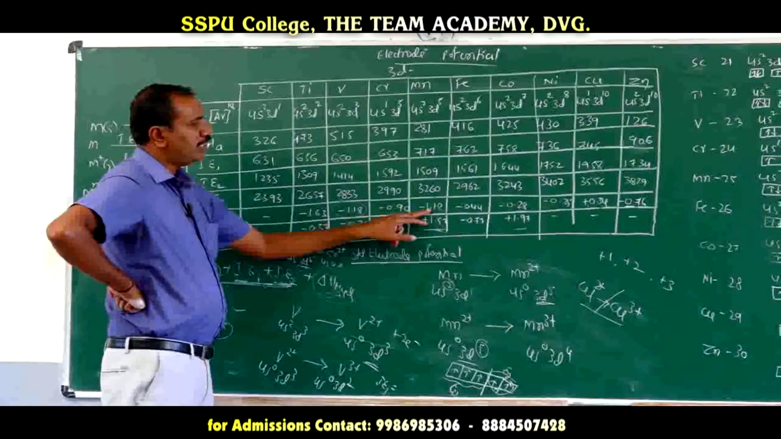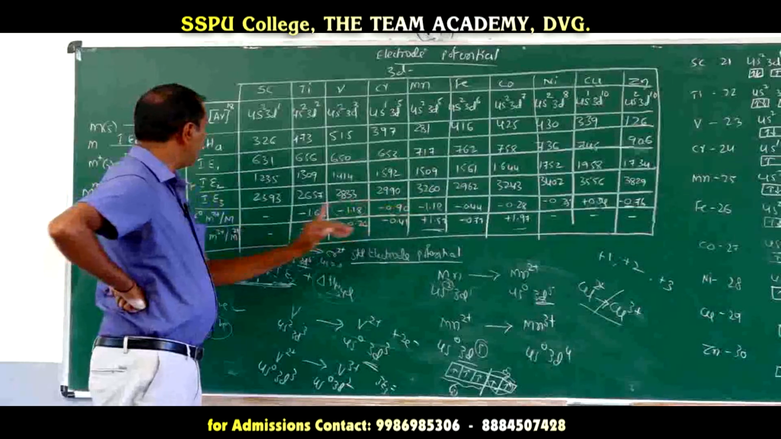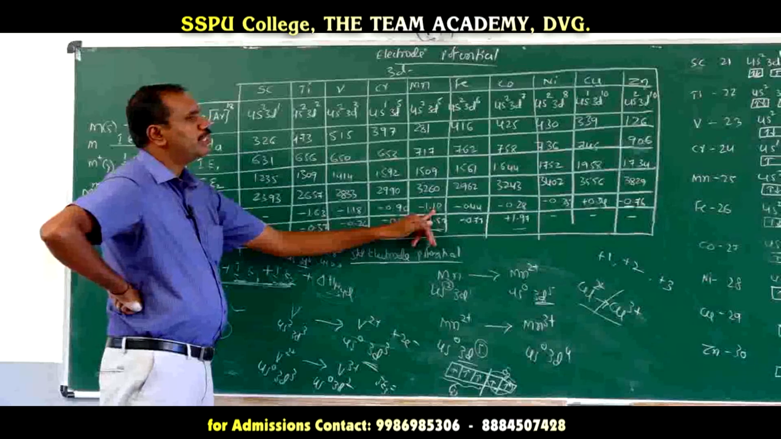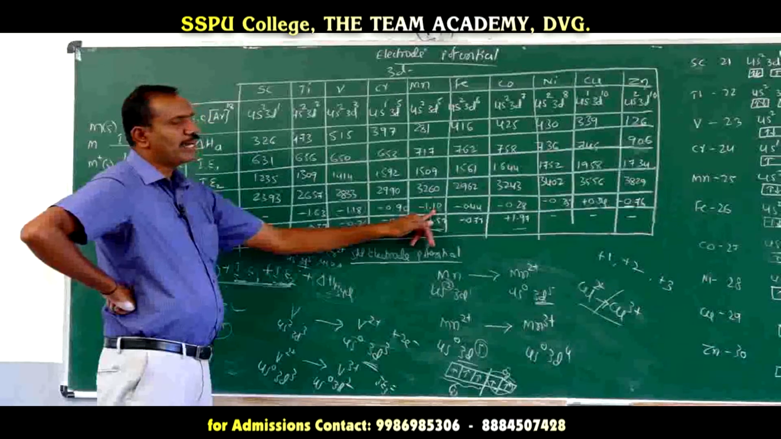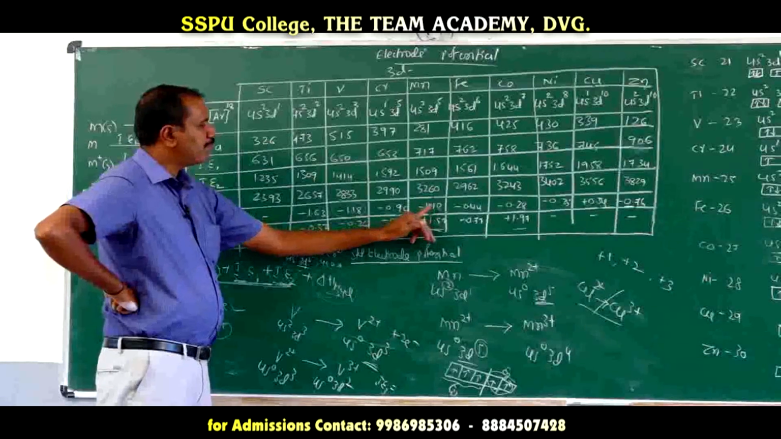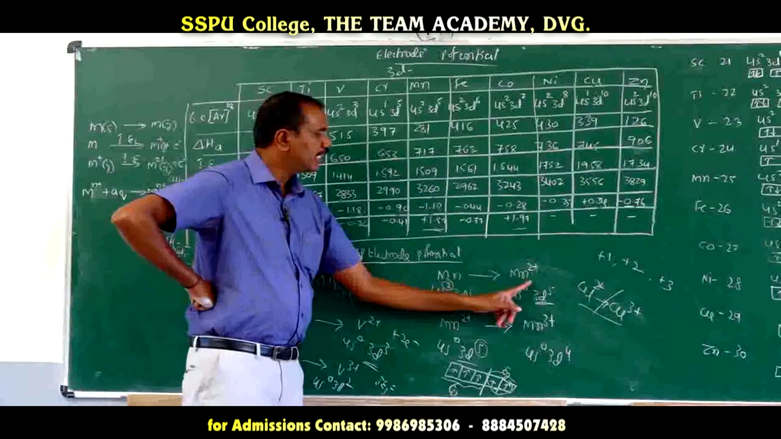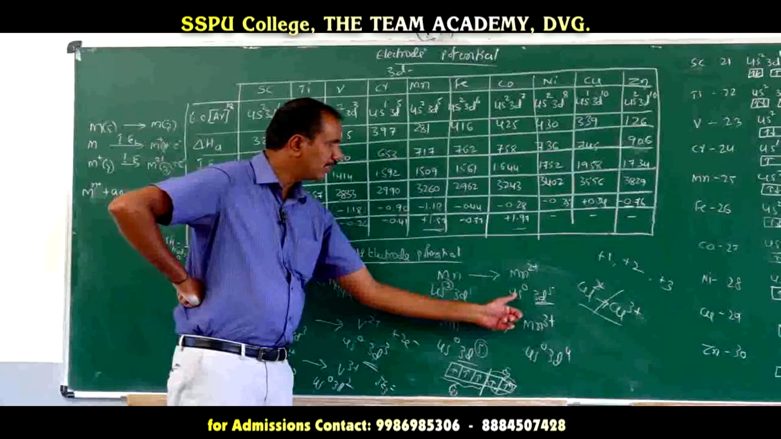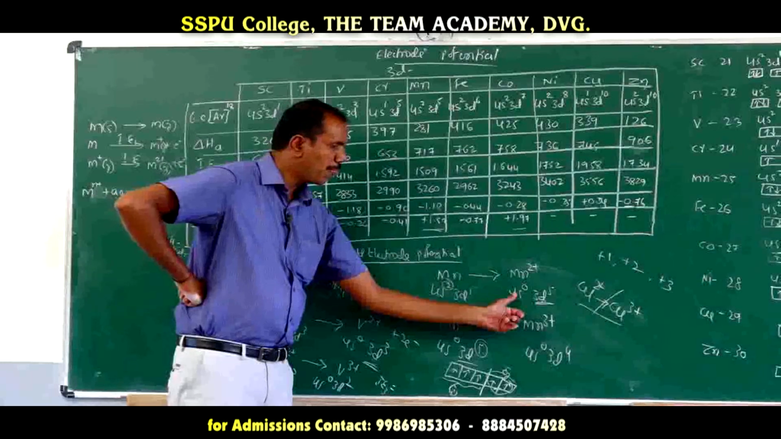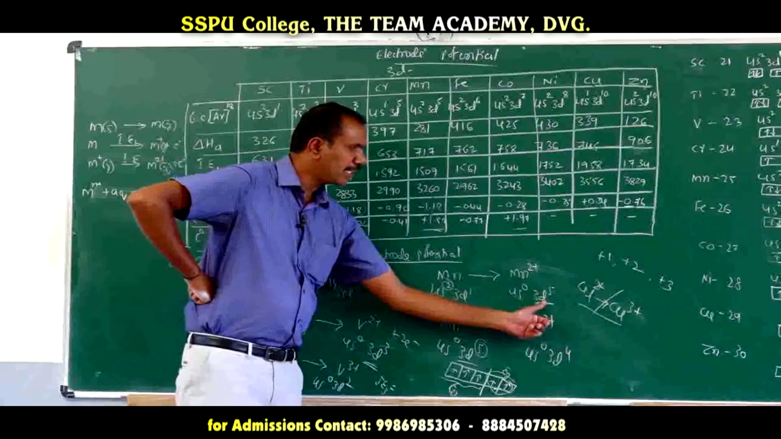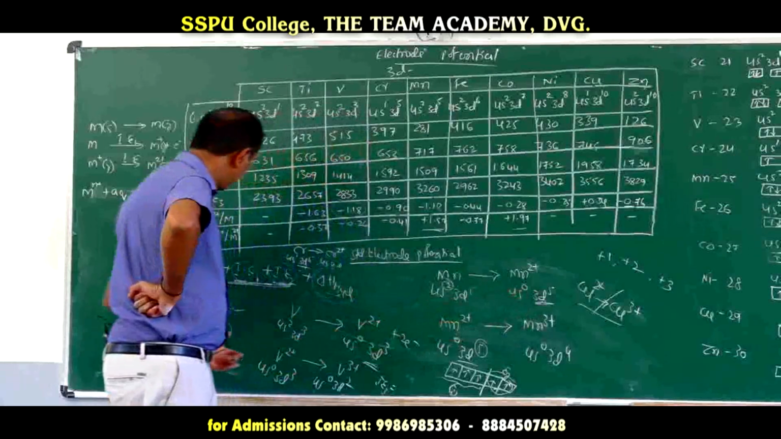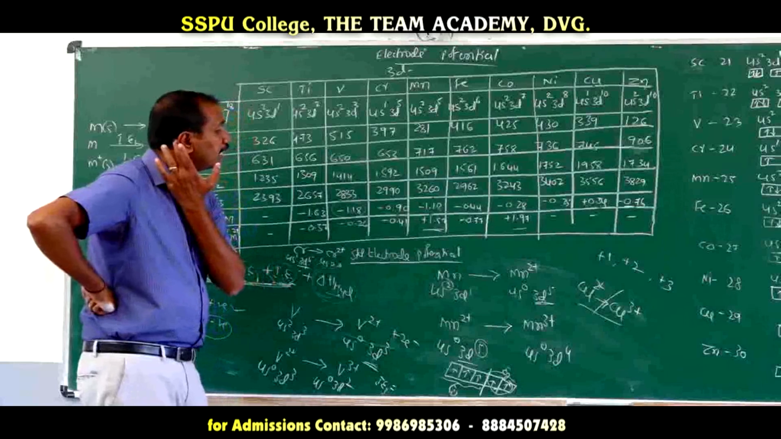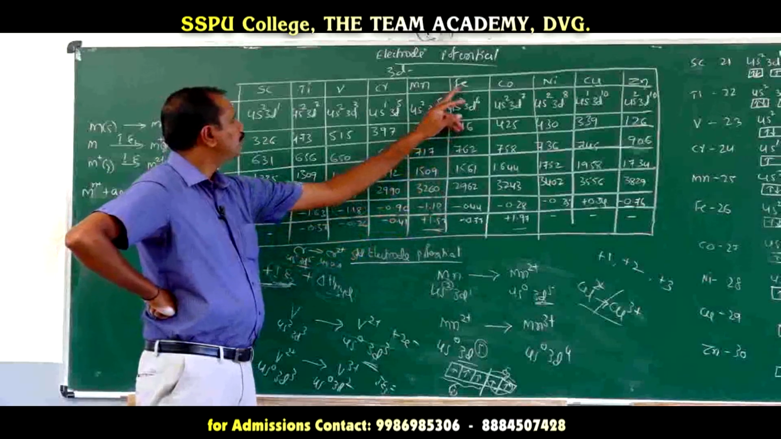So for Mn, Mn to Mn2+ is minus 1.18, which is a very high negative value. The reason is Mn becomes Mn2+ easily. Why? The IE1 and IE2 values are less, the delta H of hydration is more, and it attains the stable configuration, hence the value is negative. But Mn2+ becoming Mn3+ is a positive value only, okay.